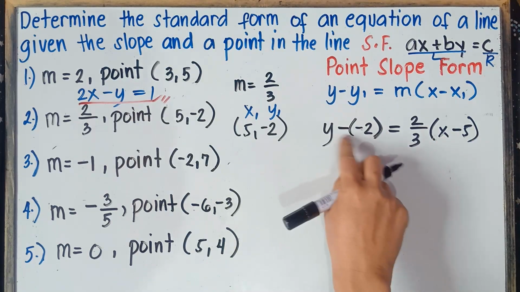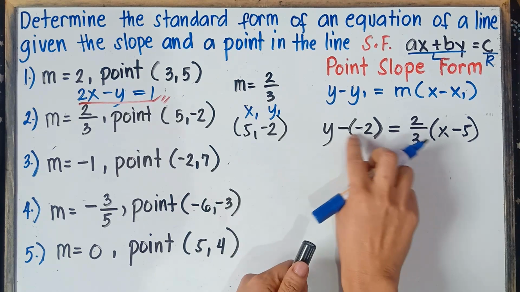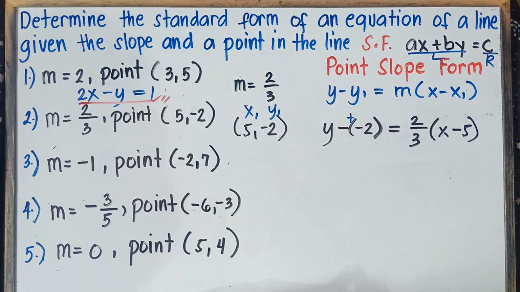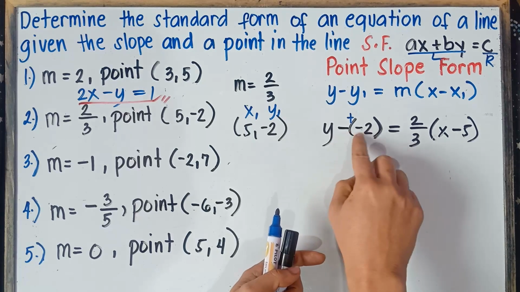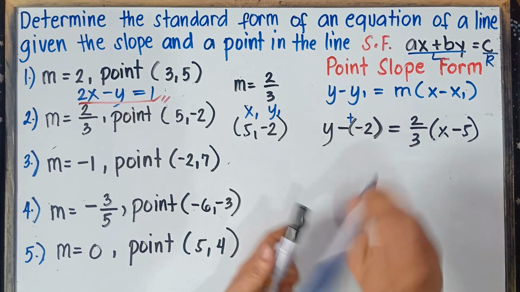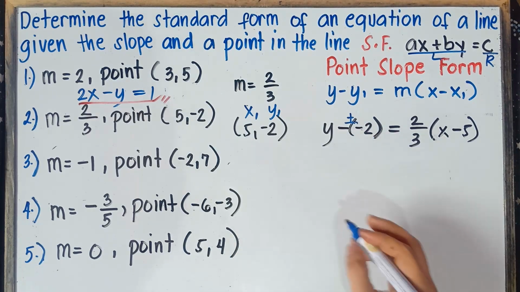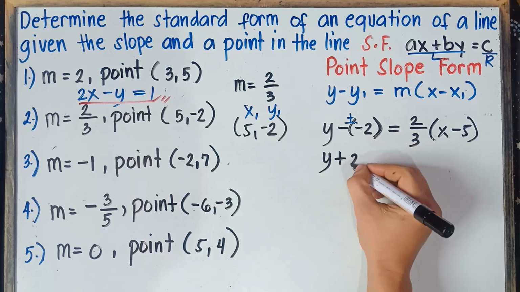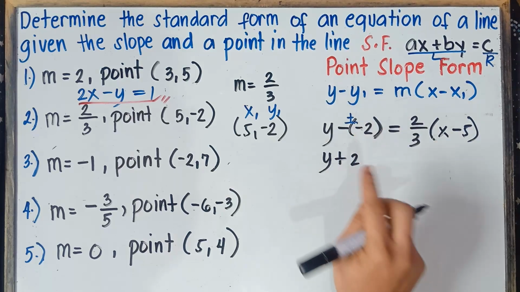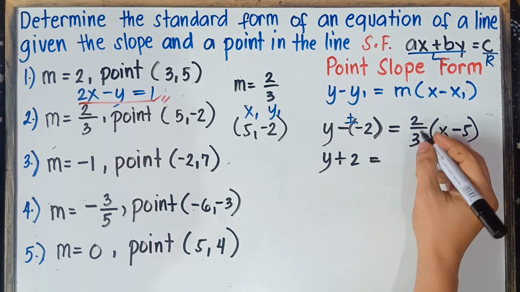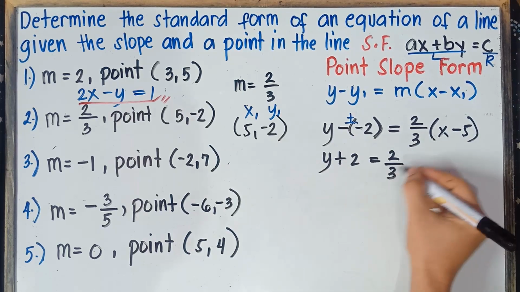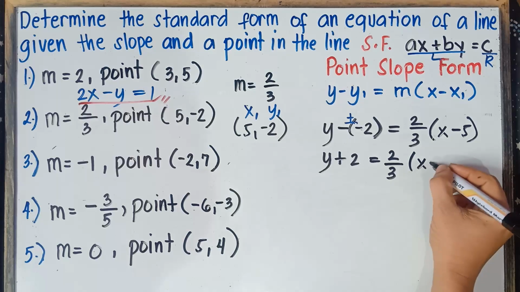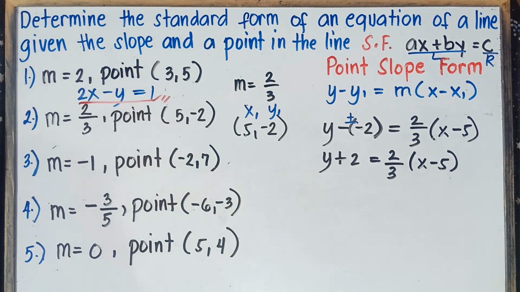Once again, class, you need to multiply the signs. Negative times negative, it will become positive. You need to multiply this one, class. Alright, so copy y, copy the plus sign, and then copy 2. So negative times negative becomes positive. Copy 2, copy the equals sign, copy this one, 2 over 3, parentheses x minus 5, close parentheses.